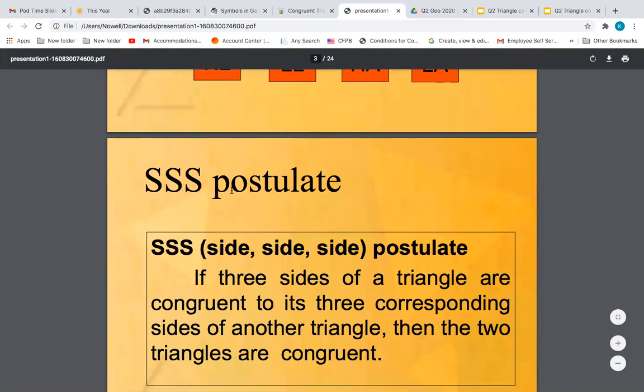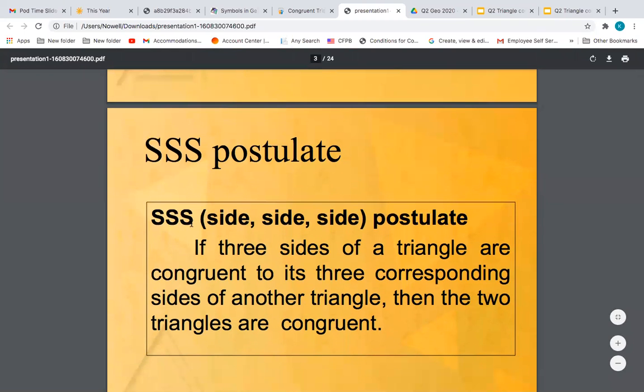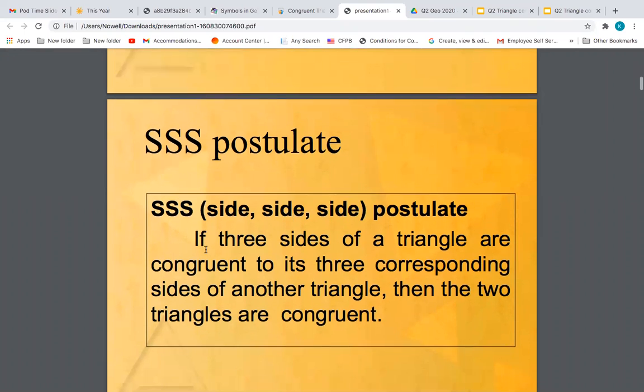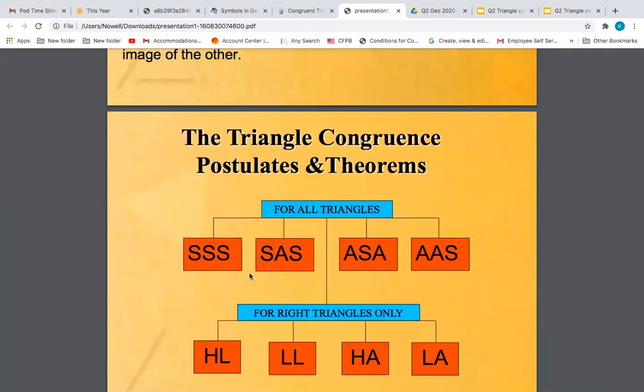So the side postulate, which means SSS: if three sides of a triangle are congruent to the three corresponding sides of another triangle, then the two triangles are congruent. That's what I was saying at the top, all right?